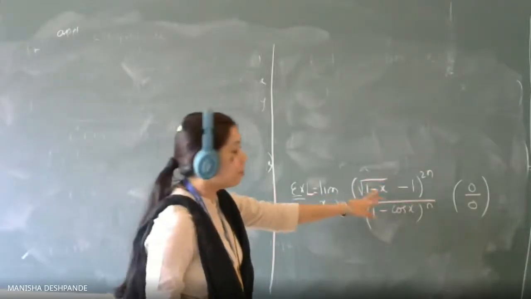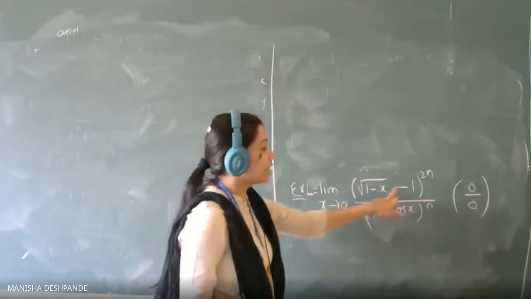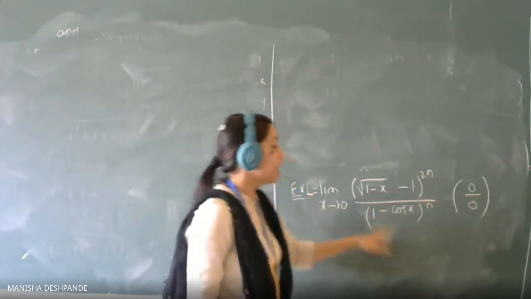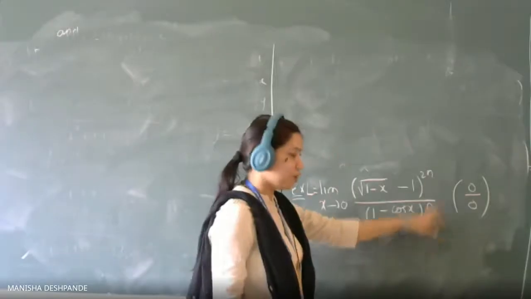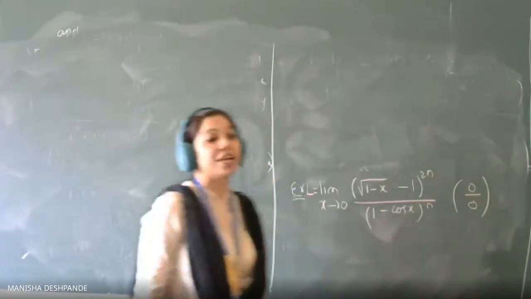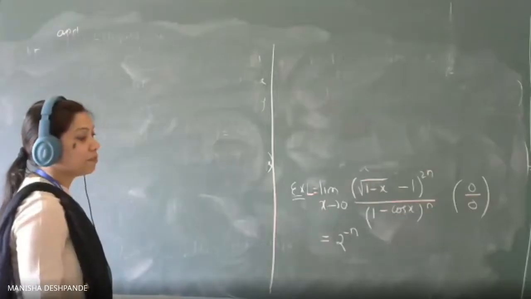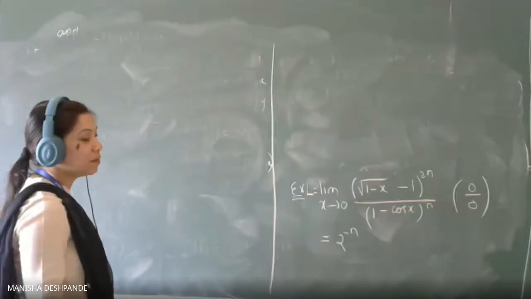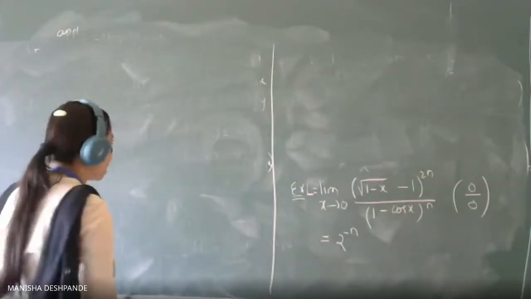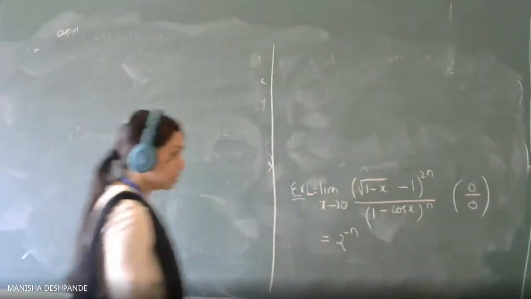Rationalize, yes. Rationalize both the terms by multiplying with the conjugate. Multiply with root of 1 minus x plus 1 in the numerator and the denominator, 1 plus cos x in the numerator and denominator, changing the sign, and then you get the answer quickly. Somebody was asking me the answer. It is 2 raised to minus n. The answer is 2 raised to minus n. Did you get that answer? Yes, the student was asking the answer. Did you get this answer? 2 raised to minus n.